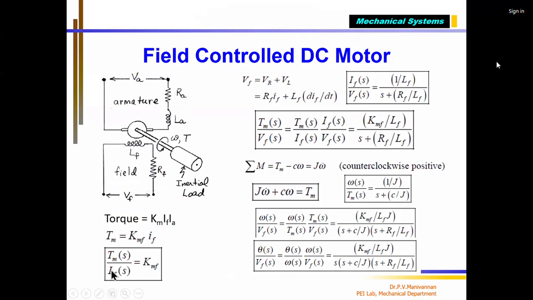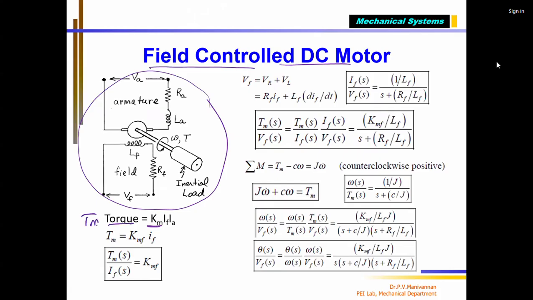Now, we want to develop the mathematical model of the field control motor. Why is this called a field control motor? We can see that the torque produced by the motor, TM, I call as equal to Km into IF into IA. Km is called the motor constant. That will be given by the motor manufacturer.